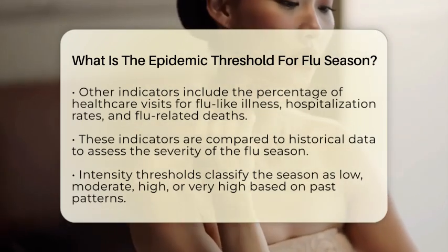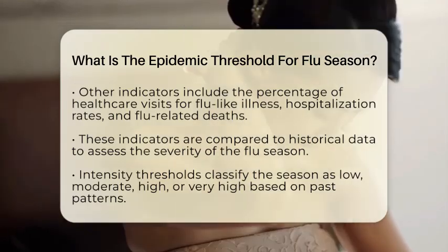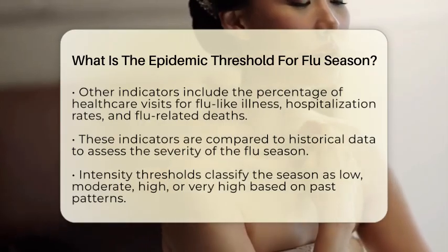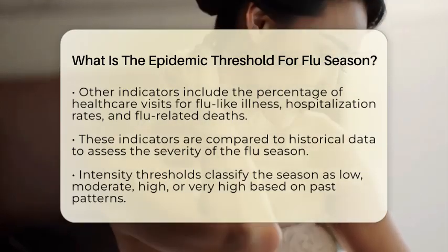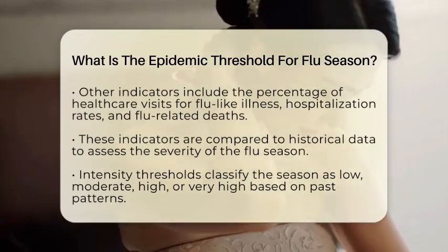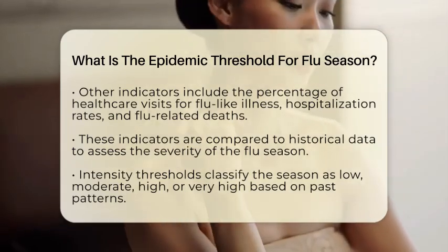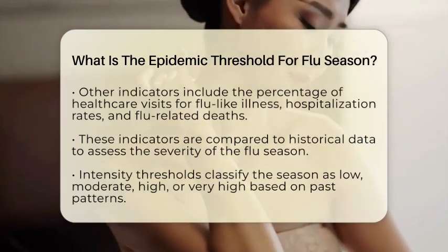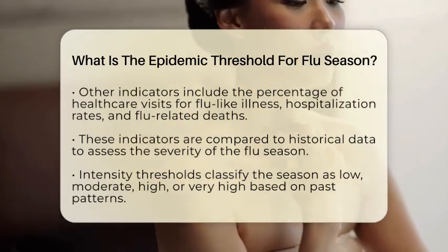Health authorities also use other indicators to gauge how severe the flu activity is. They look at the percentage of visits to healthcare providers for influenza-like illness, hospitalization rates due to flu, and the number of flu-related deaths. These indicators are compared to historical data to see if the current activity exceeds typical levels.